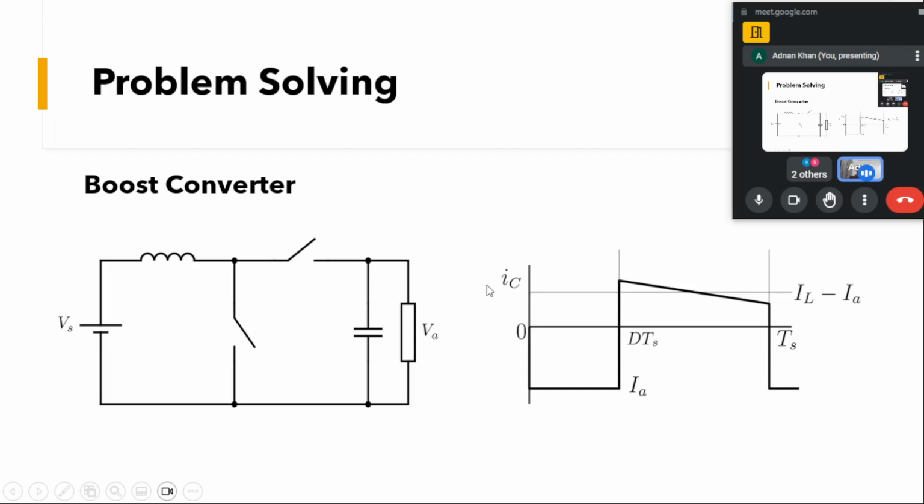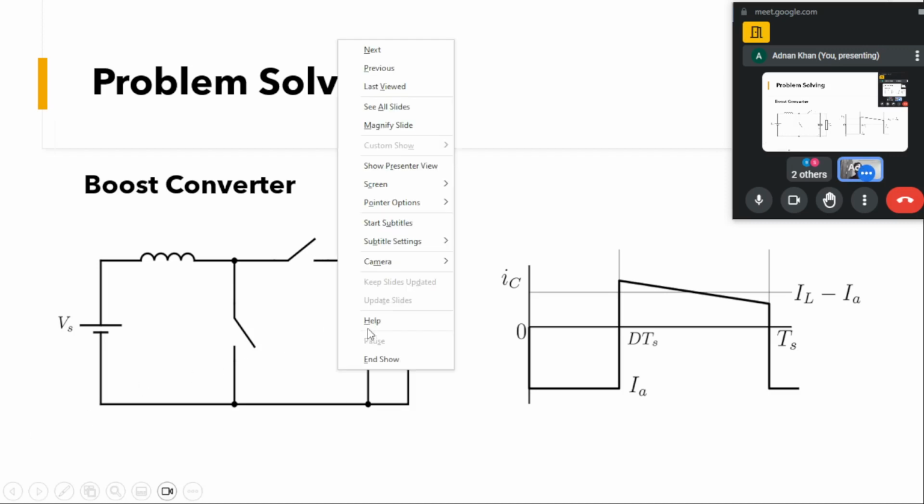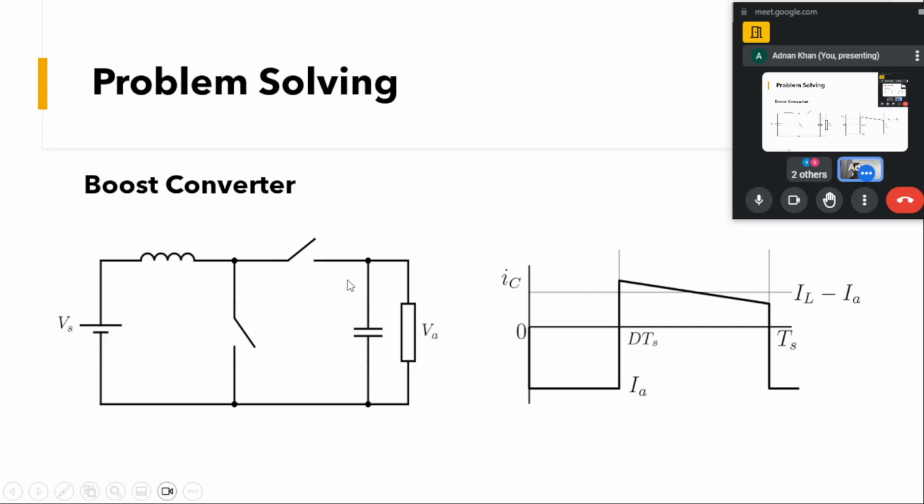To calculate the voltage, we look at the current through the capacitor. As I said, for 0 to DTs this switch will be on, so the inductor will be charging and the current through the capacitor will be the negative of the load current, minus Io.